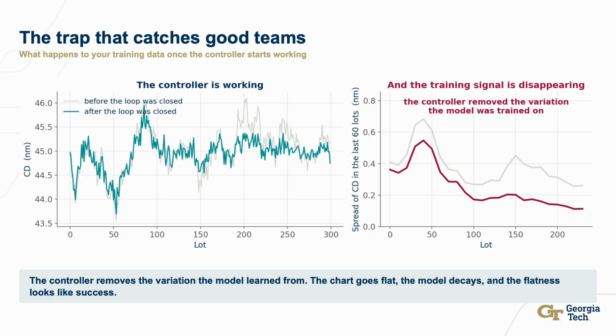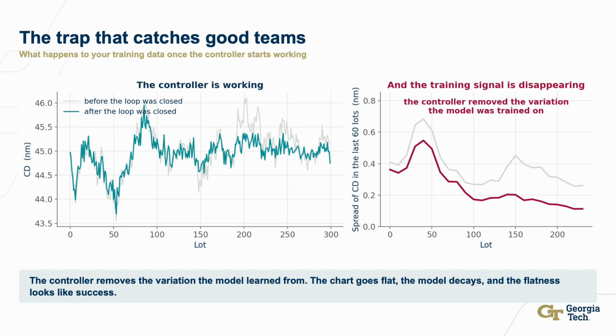Retrain on that data and you get a worse model. Deploy the worse model into the loop and the controller starts acting on the worse information. And the CD variation creeps back up, at which point the model has some signal again. You end up oscillating around whatever accuracy the loop can sustain, and you never see it because the chart you are looking at is flat.